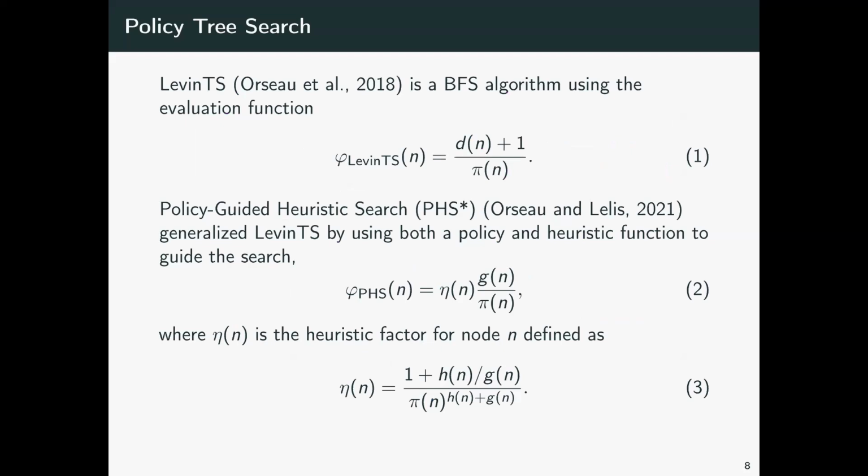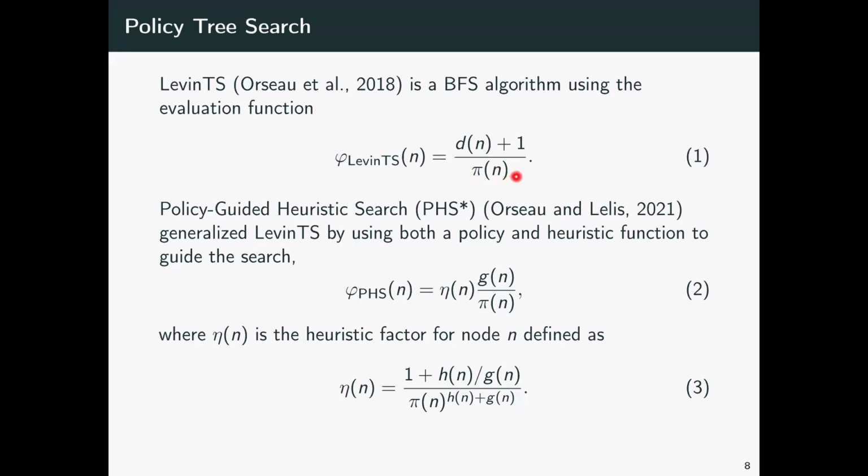So this brings us to the different types of policy tree search algorithms. The first is called Levin tree search. And this essentially uses what we just looked at, depth over the path probability. There's a second policy tree search algorithm called PHS, so policy-guided heuristic search. This includes the notion of a heuristic. When we look at Levin tree search, it's using the depth of the node and the path probability of that node. So these are all values of the current node that you're looking at.